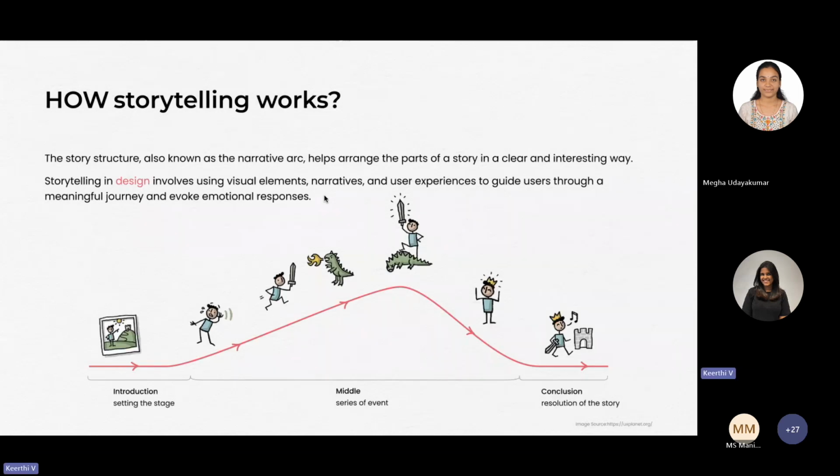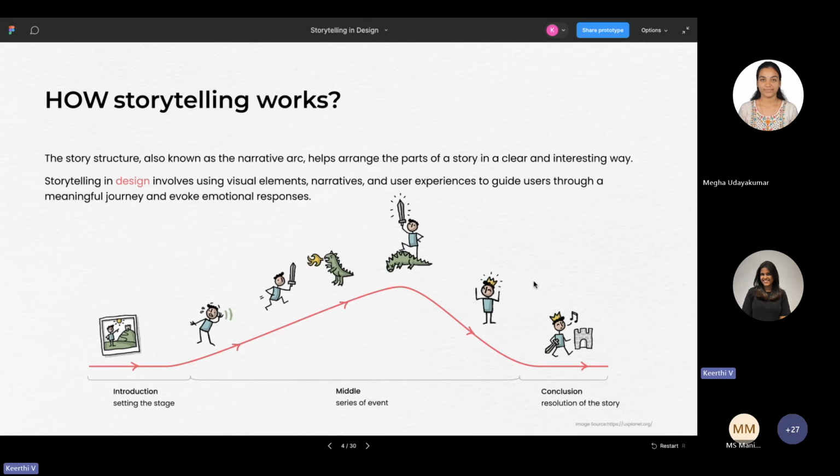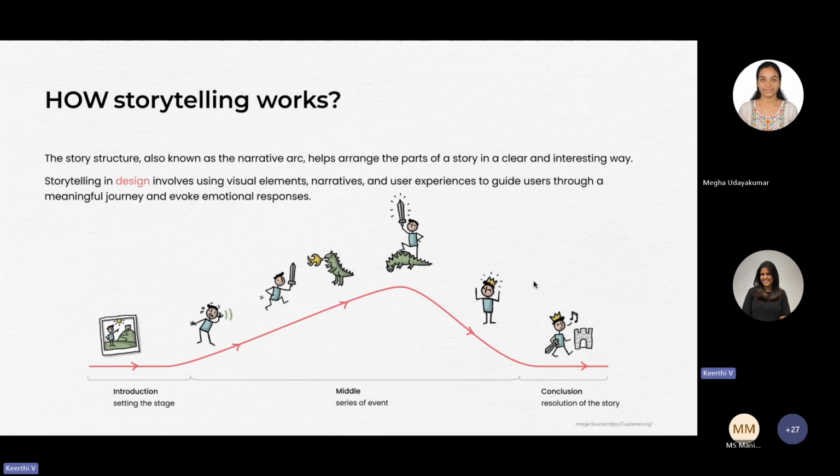This is basically done in three different sections. That is introduction, middle, and conclusion. And in storytelling, it is called the narrative arc. So in the introduction, we basically describe what the story is all about. And in design, we describe who the user is, what environment the user is going to be in, and what is the area the user is going to work on.